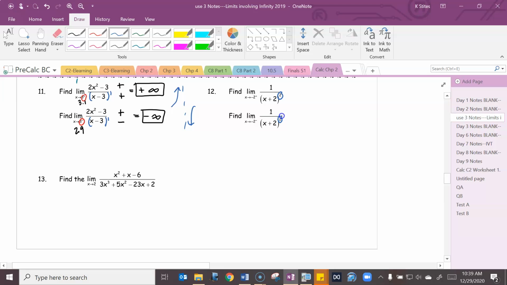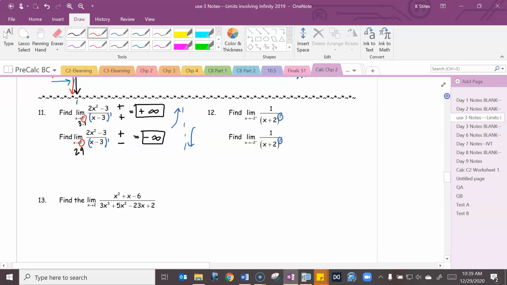Okay, so let's try that and see if it works. I have x plus 2. That should tell me negative 2 is a vertical asymptote. Okay, so I'm approaching negative 2. I'm approaching a vertical asymptote. That means my answer can only be positive infinity or negative infinity. I just have to figure out which it is.